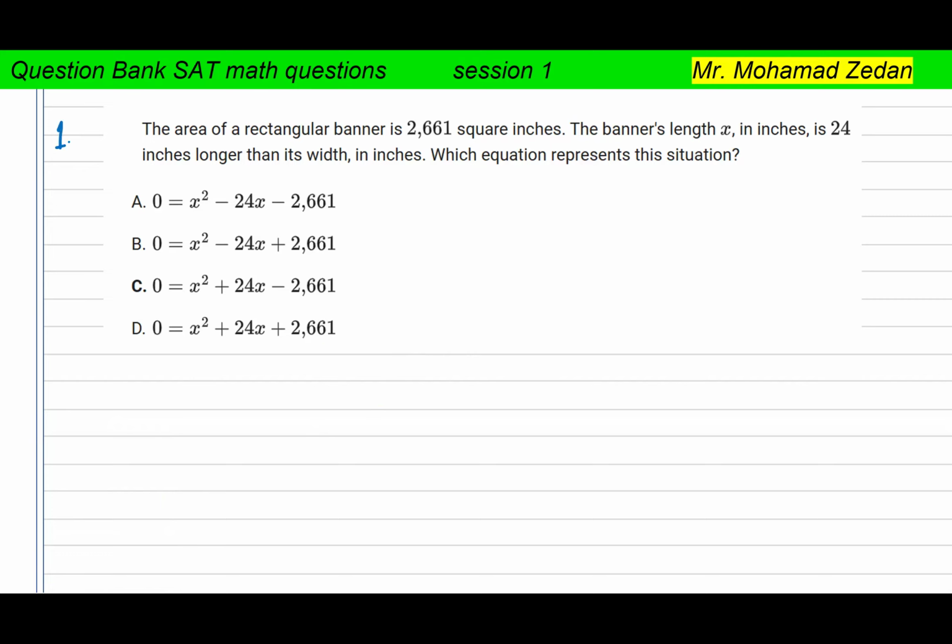Question number 1. The area of a rectangular banner is this. Just to draw a rectangle like this. The area is 2661 square inches. The banner's length is x.